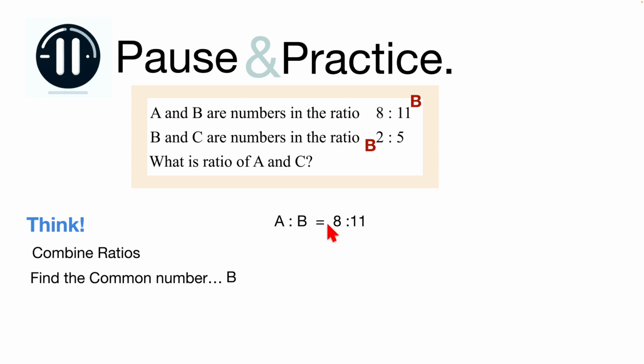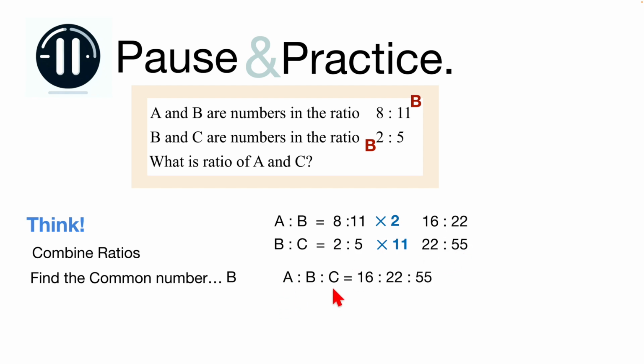A to B is 8 to 11. I'm going to multiply that by 2 to get 16 to 22. And B to C is 2 to 5. And I'm going to multiply that by 11 to get 22 and 55. Interesting numbers coming up here. A to B to C is 16 to 22 to 55. A to C, 16 to 55. I'm going to check it. I'm going to look at the calculations. 2 times 8, 2 times 11, 11 times 2, 5 times 11, yeah, that all looks good to me.